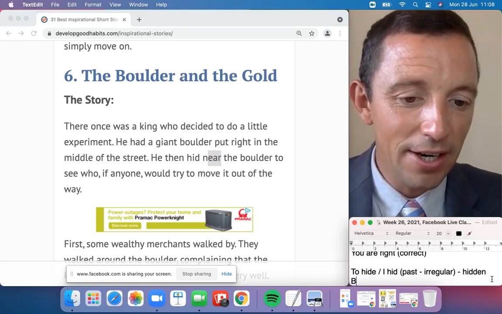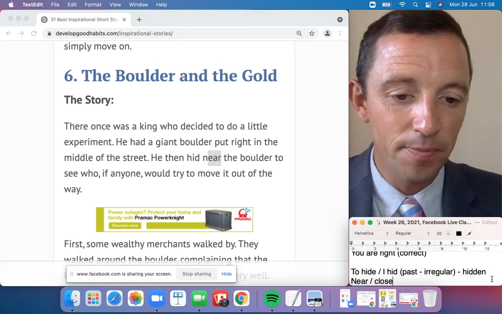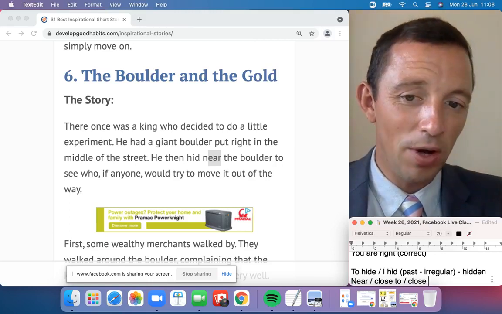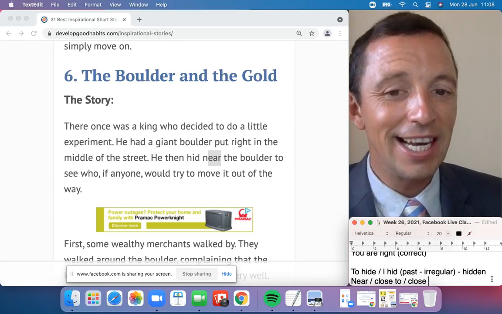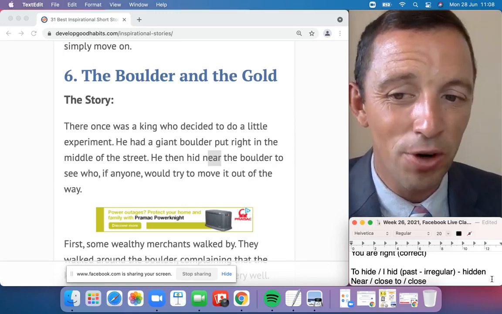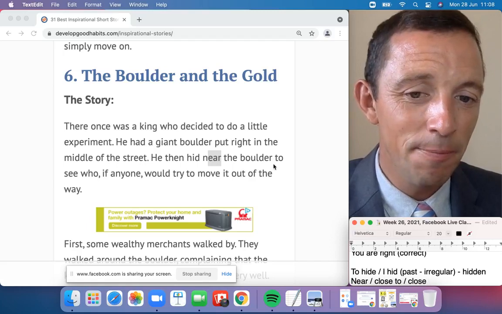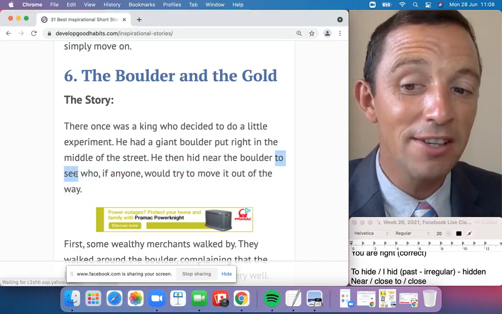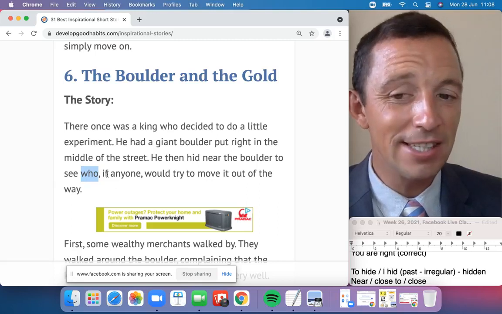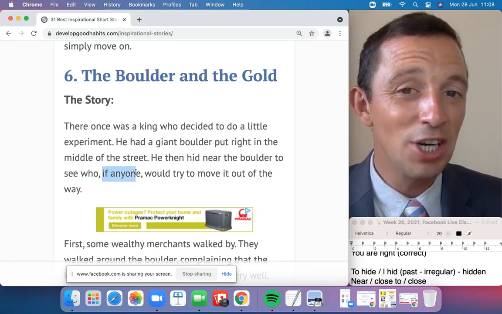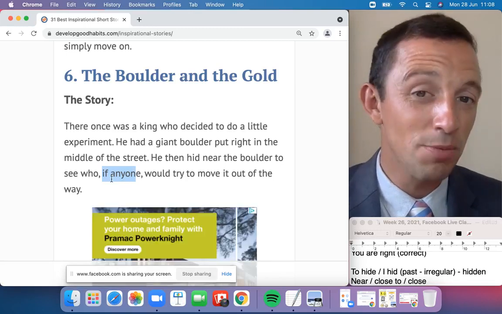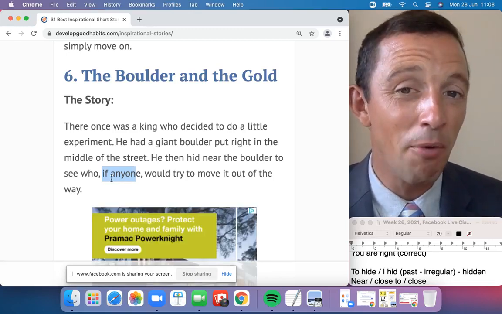Near is the same as close to. You can say near, you can say close to, and you can just say close as well. So he then hid near to the boulder, so close to the boulder or next to the boulder. To see, infinitive, and again we have the relative pronoun who. Again, this is the subject of the sentence. If anyone, that's a good cohesive, a good coherent linker. So it just makes the sentence a bit more colorful, a bit more fluent.